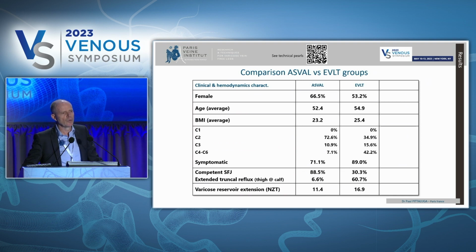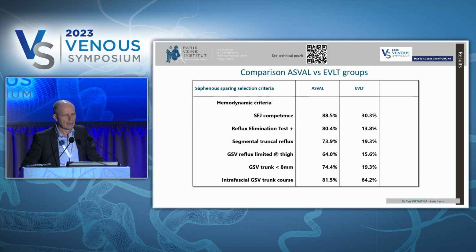The comparison of both cohorts according to the treatment performed showed that the patients treated by ASVAL were predominantly female, younger, with lower BMI, more frequently C2, less frequently C6, less frequently symptomatic, with more often a competent junction, and with less extended truncal reflux at the thigh and calf, with a lower varicose reservoir ablation to make.